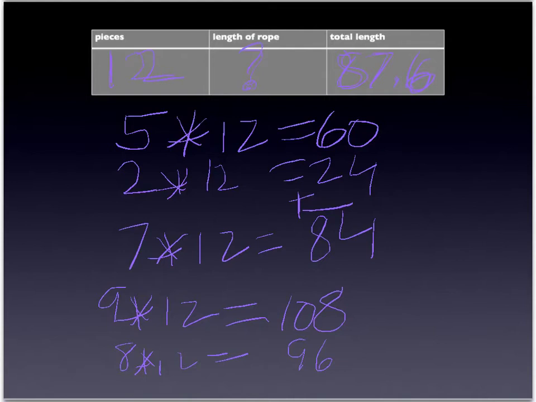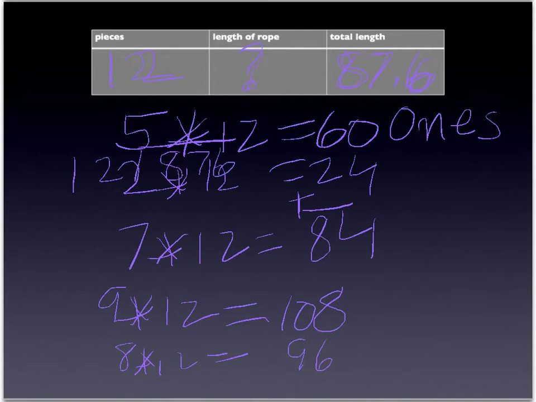My estimate: when I looked at my 12s, I saw that 7 12s was too small and 8 12s was too large, so I know that my answer is going to be in the ones place, because 7 and 8 are both in the ones place. That is where my answer is going to be. So all I really need to do is use partial quotients and ignore the decimal point for now.